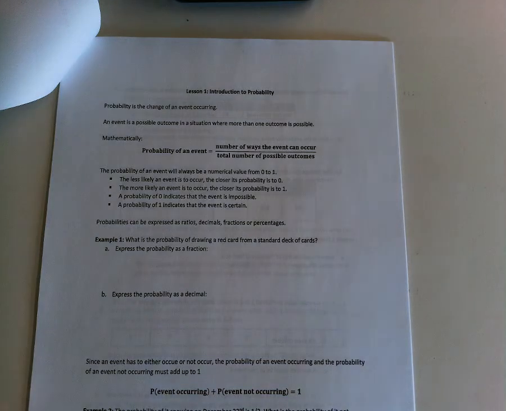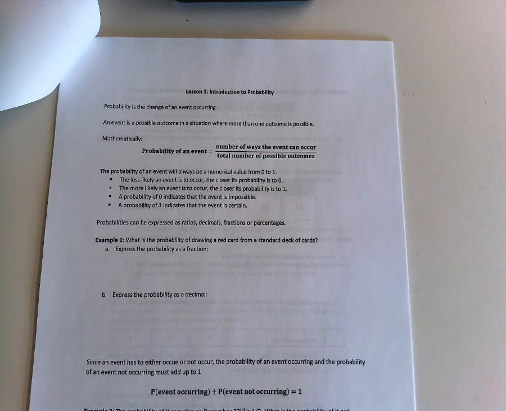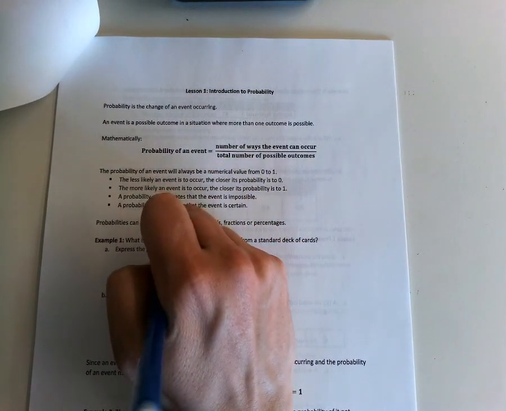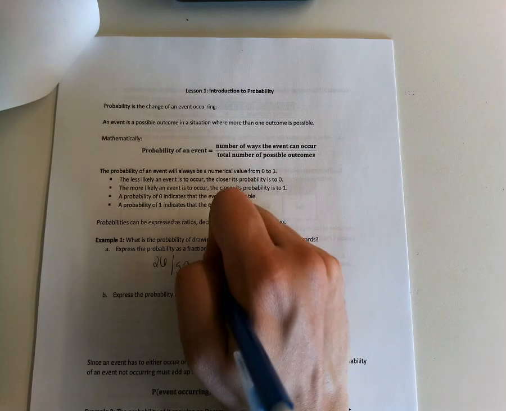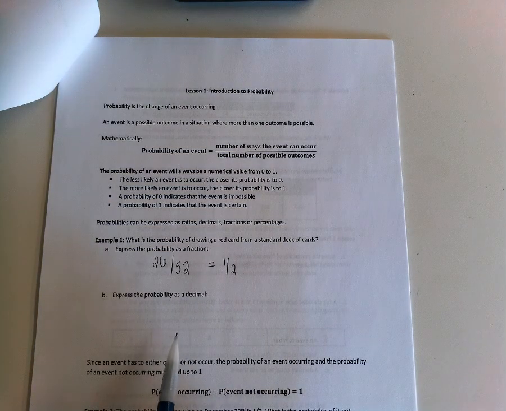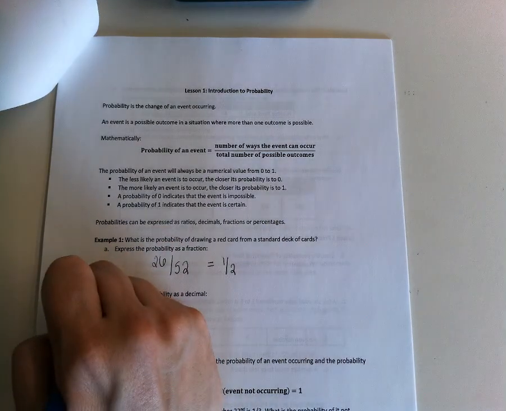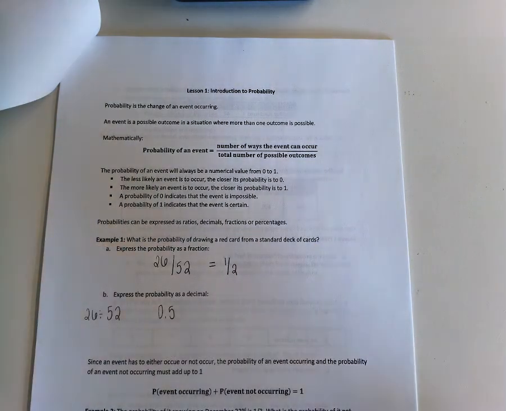So in example 1, it says, what is the probability of drawing a red card from a standard deck of cards? So the things to remember are that in a deck of cards, there are 52 cards, and half of them are red. So as a fraction, 26 cards out of 52 are red. This is equal to 1/2. So to express this as a decimal, 1/2 is 0.5. If you weren't sure, you could do 26 divided by 52 or 1 divided by 2, and you would get 0.5.